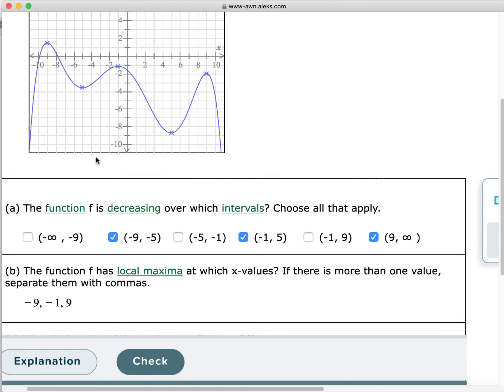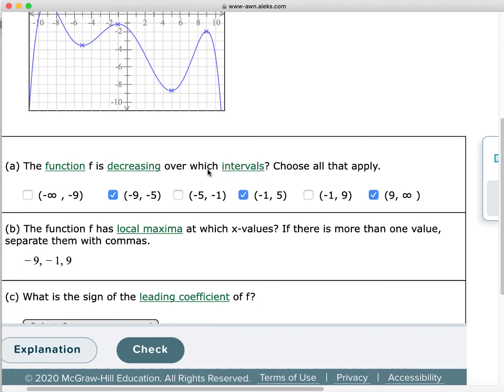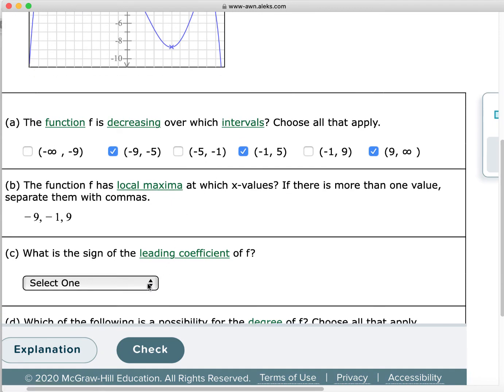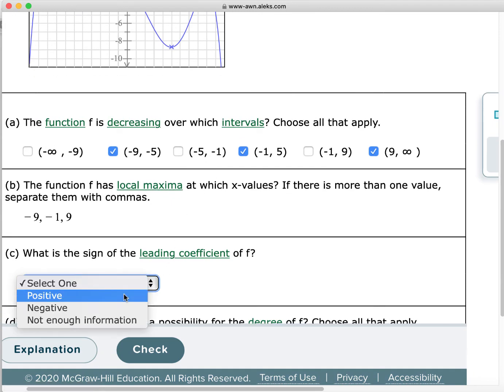Oh, this is identical to the last one. Shoot. Oh, well, that's okay. We know that because they both go down, that it's going to be an even exponent, and it's going to have a leading coefficient that's negative. We'll do one more.